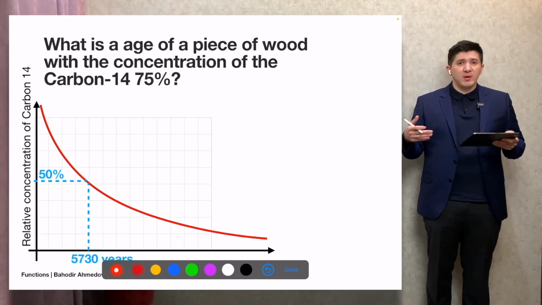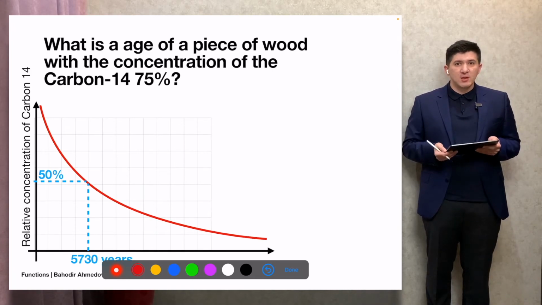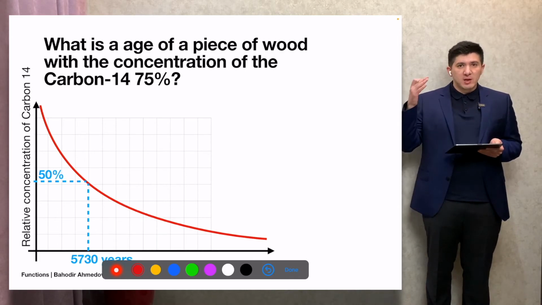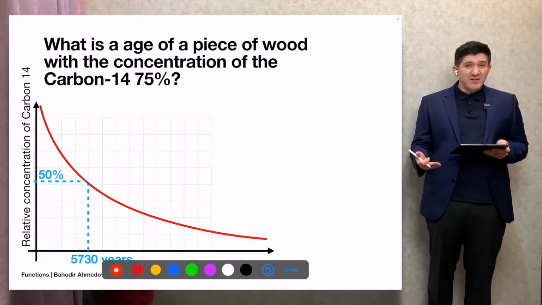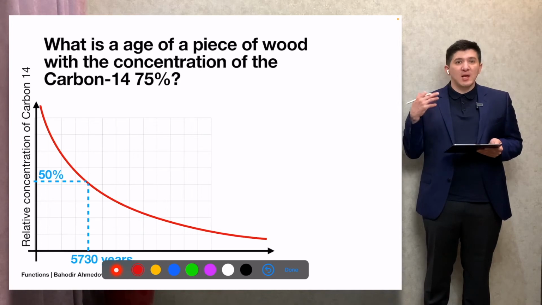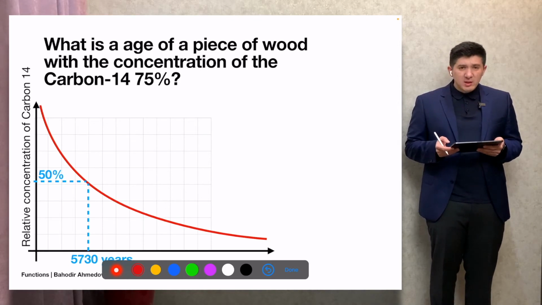It means that as we're alive, we've got 100% of the carbon-14 concentration, okay? So as we stop consuming this, after some period of time the concentration of carbon-14 is going to decay. And after 5,730 years, the concentration decays to 50%. Okay? So I would like to solve the problem.